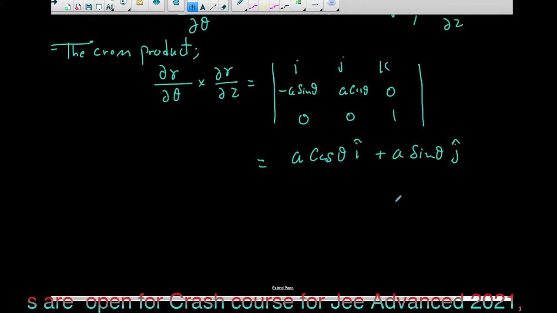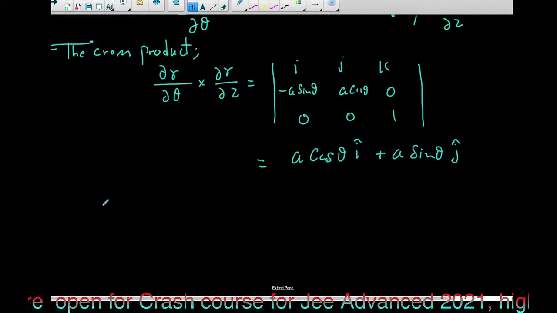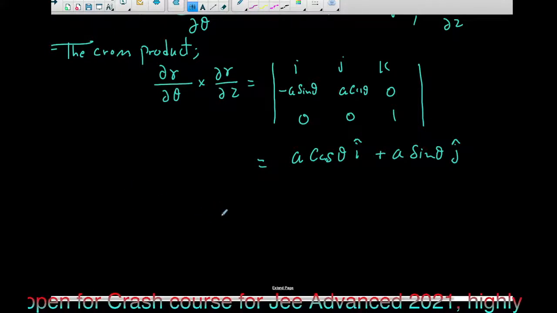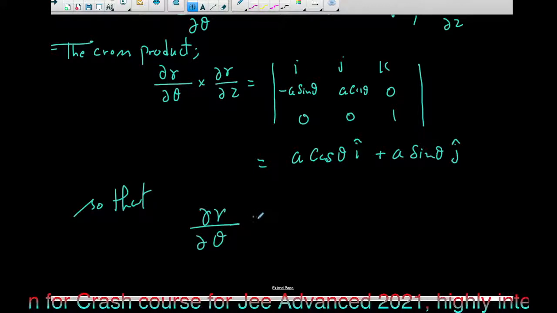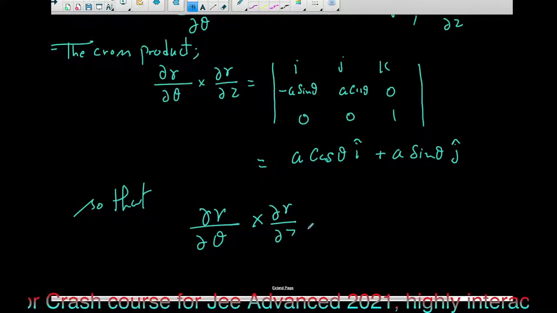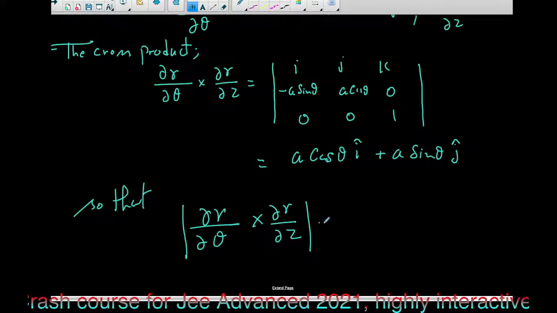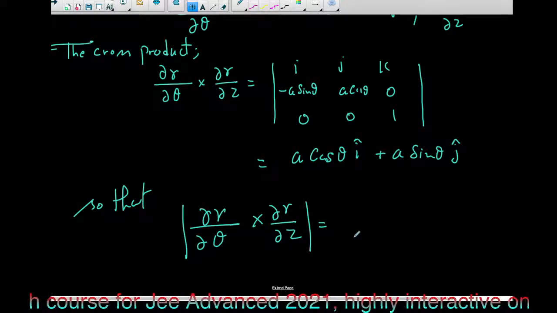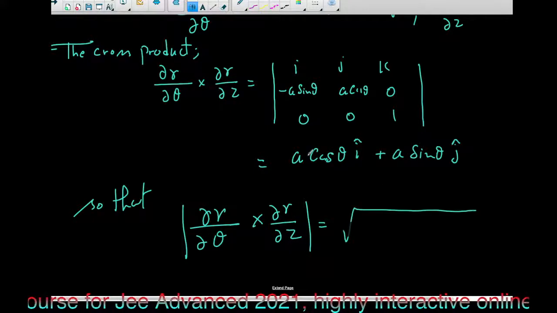Fine. It's okay. Anyhow, let it be, and so we can say that del r by del theta cross del r by del z, we have to take another page. Mod of that, what we call. Are you getting what I'm writing over here? We have to take this mod, that is under root of mod of any vector square.